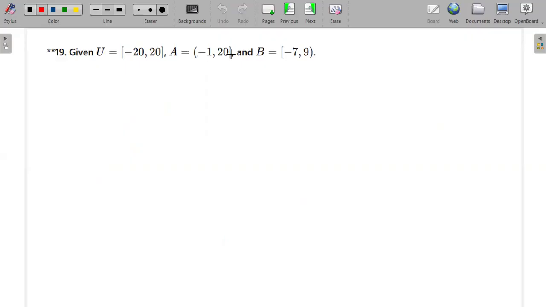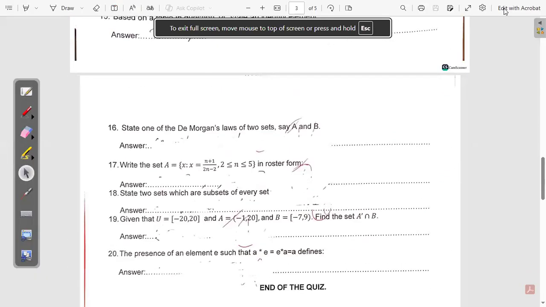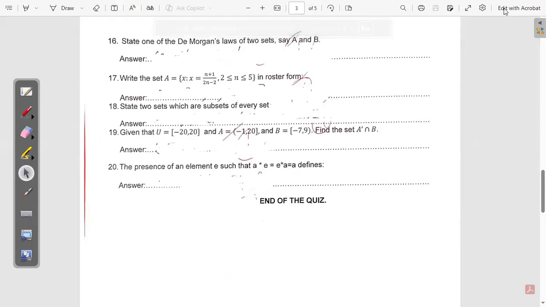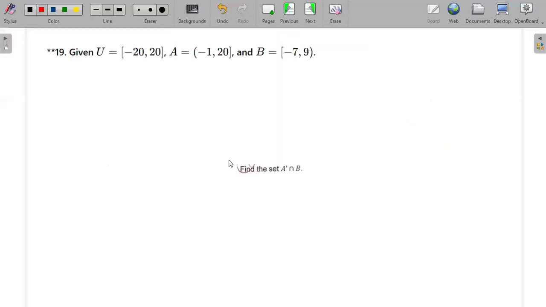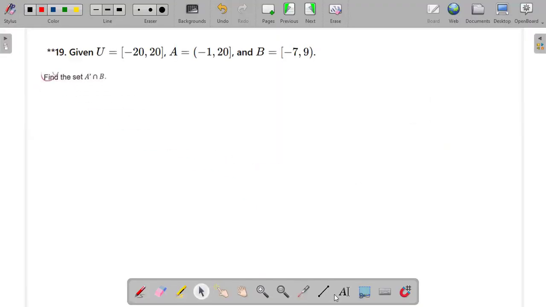So given A is this, and B, what are we finding here? I think I didn't get the question. Where's question number 9? Okay, so find A complement intersection B. So let's put them here. All right, so let's do that.